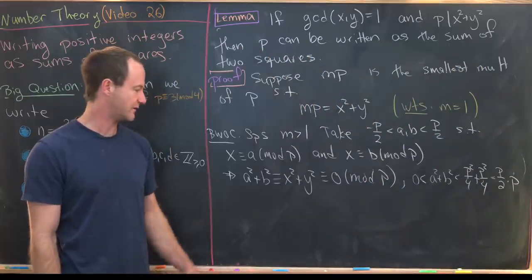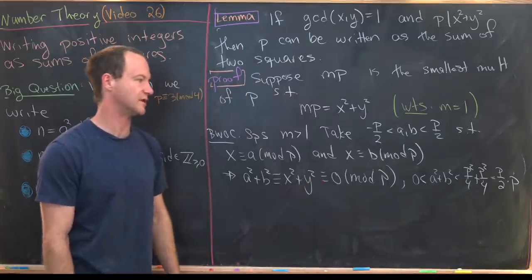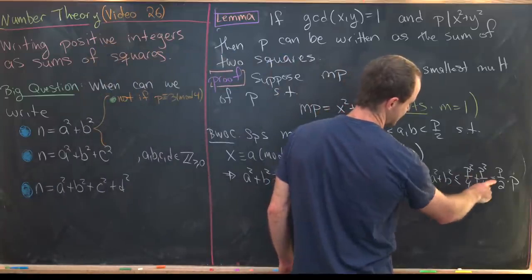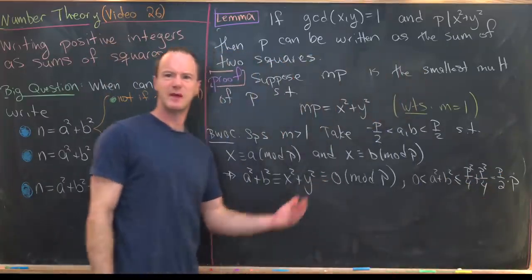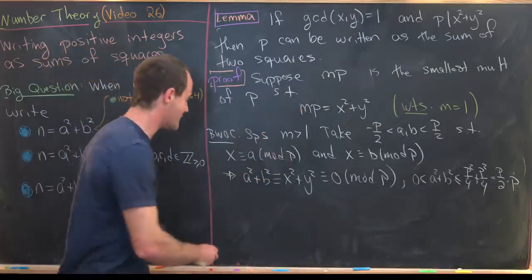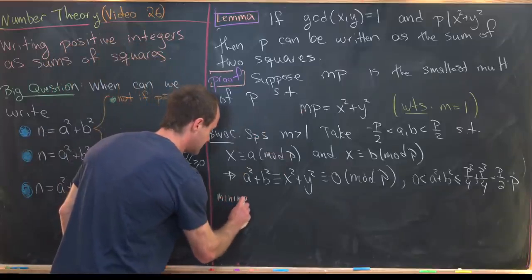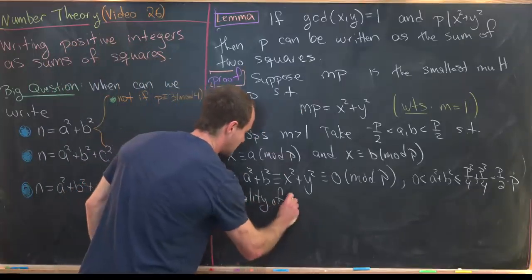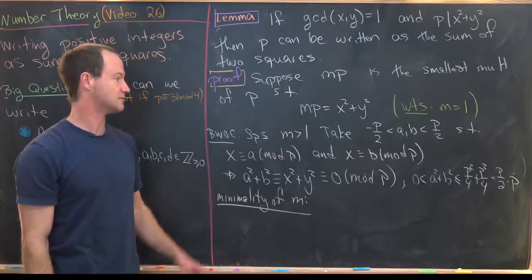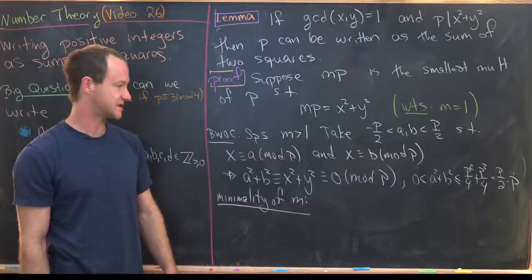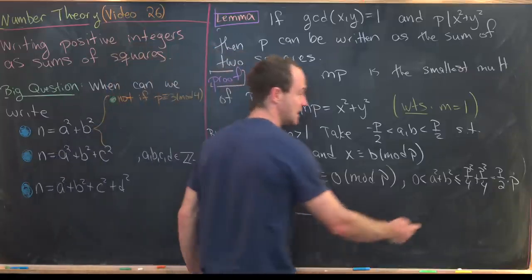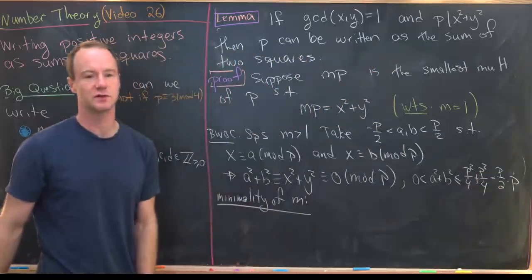But let's hone in on what we've got. a squared plus b squared is a multiple of p, and it is less than or equal to, I should say, p over 2 times p. So it's the p over 2 multiple of p at most. But then the minimality of m says that m is the smallest such multiple of p that can be expressed as a sum of two squares. But that means that it has to be smaller than this multiple of p, which is at most the p over 2 multiple of p.